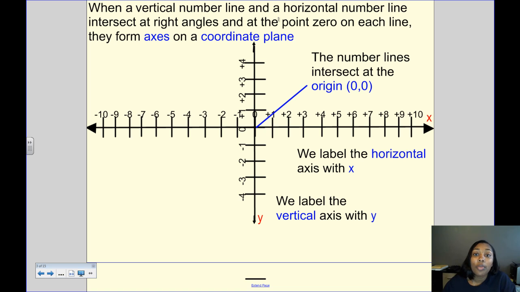So when a vertical number line and a horizontal number line intersect at right angles and at the point 0 on each line, they form axes on a coordinate plane. And if you'll notice here, both the horizontal and the vertical number lines are intersecting each other at 0. This point is called the origin, and the origin is located at 0, 0. The horizontal axis, we can label as X, and the vertical axis, we label as Y.